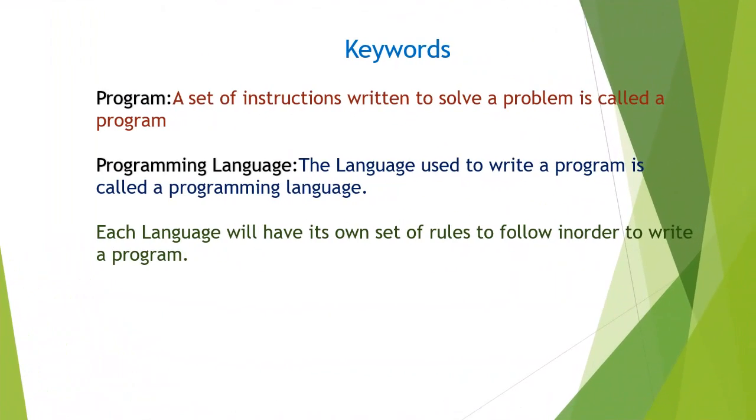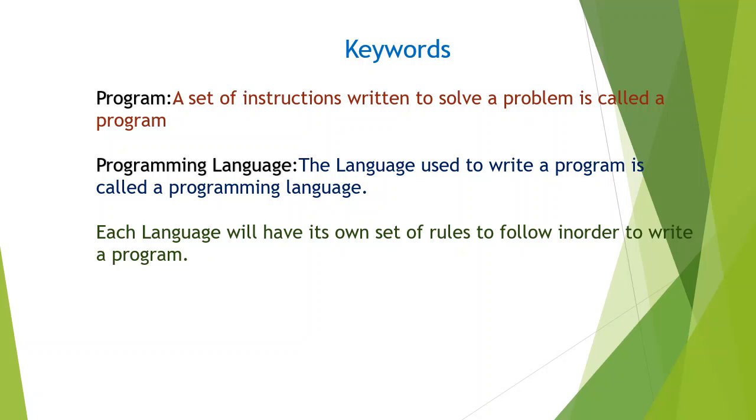Before entering into the topic, first let me tell you about some keywords. What is a program? What is a programming language? First, we will see what a program is. A program is a set of instructions written to solve a particular problem. Then, what is a programming language? The language used to write a program is called a programming language.